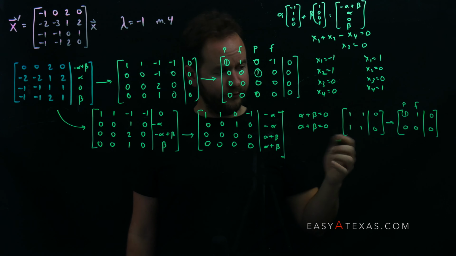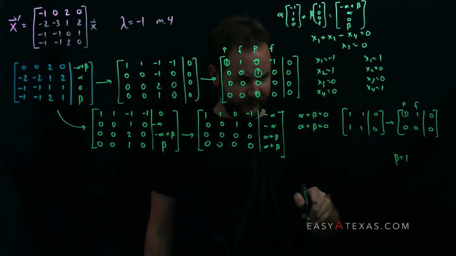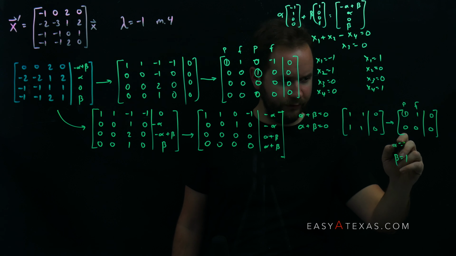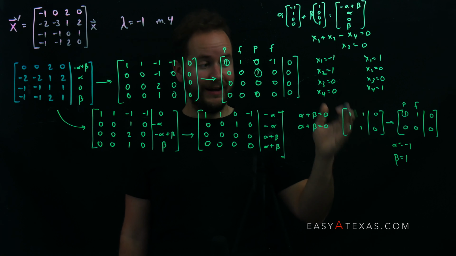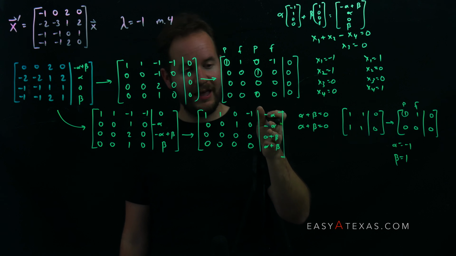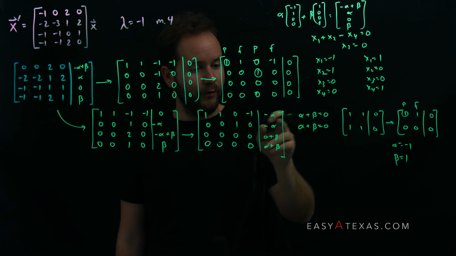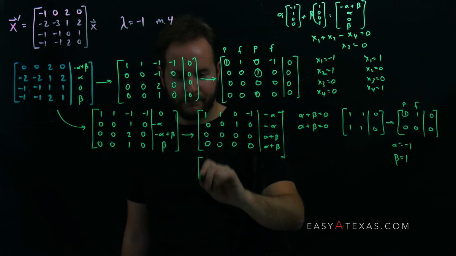I'm going to let my free variable equal 1, so that means beta equals 1 here. And if beta equals 1, plugging it back into this equation, I find that alpha equals negative 1. Okay, now that I have alpha equals negative 1 and beta equals 1, I'm going to substitute these two guys into this matrix back in here, replacing alpha by negative 1 and beta by positive 1. So here I go.